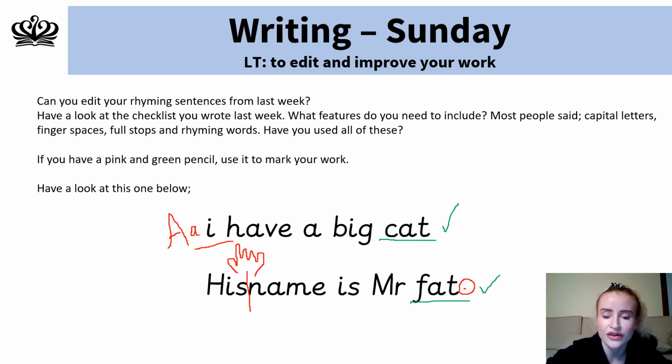Okay, so hopefully you guys understand what I want you to do in today's lesson. Like I said, if you can find a pink and a green pencil, great. If not, use a different one like I've done. So mark your work. This will help you for tomorrow's lesson because I want you to publish those poems.